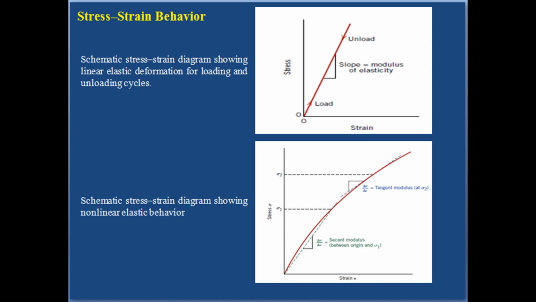Tangent modulus is taken as the slope of the stress-strain curve at some specified level of stress, whereas secant modulus represents the slope of a secant drawn from the origin to some given point of the curve. The determination of these moduli is illustrated in figure.